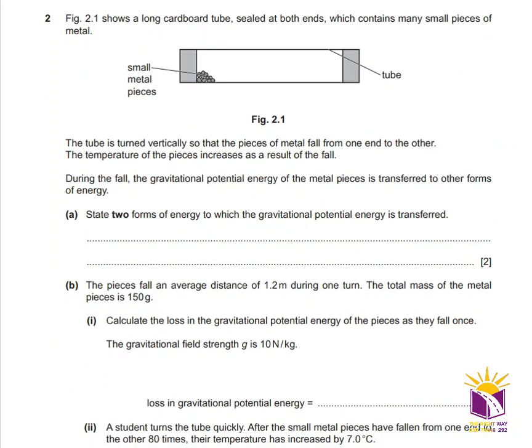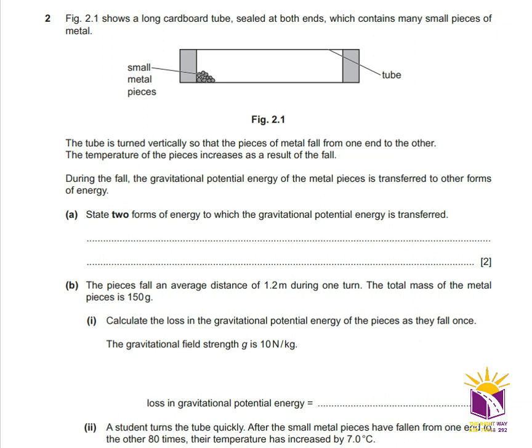Question number 2. Figure 2.1 shows a long cardboard tube sealed at one end, which contains small pieces of metal. The tube is turned vertically so that the pieces of the metal fall from one end to the other end. The temperature of the pieces increases as a result of the fall. During the fall, the gravitational potential energy of the metal pieces is transferred to other forms of energy. State two other forms of energy in which gravitational potential energy is transferred.